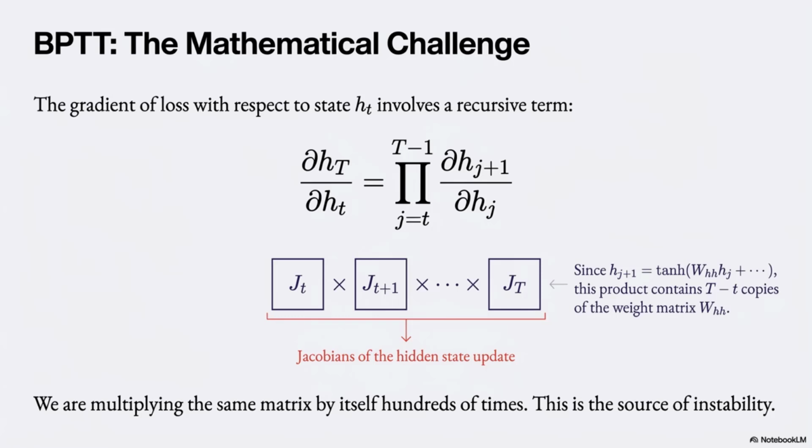Let's just glance at the math for a second. To get the gradient of a loss with respect to some hidden state way back in the past, the chain rule tells us we have to multiply a whole bunch of Jacobian matrices together. And because of the weight sharing, every single one of those Jacobians involves the same recurrent weight matrix, W_hh. So to backpropagate a signal over, say, 100 time steps, you are literally multiplying the same matrix by itself 100 times. This is the mathematical root cause of all our problems.